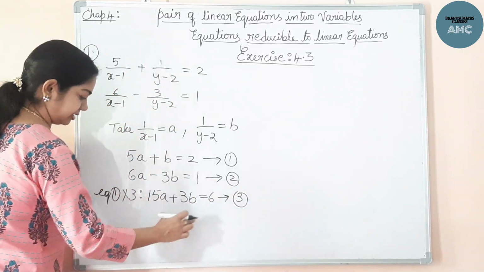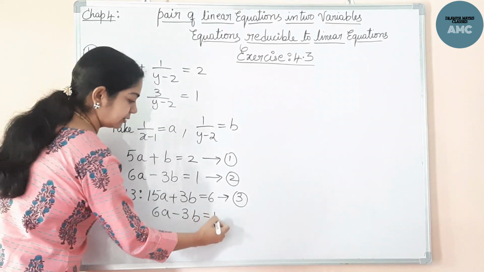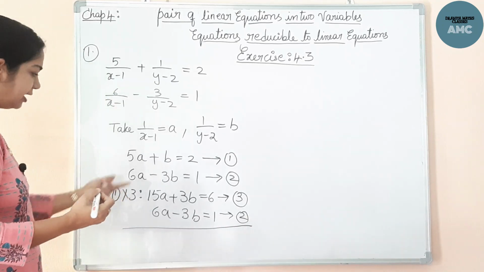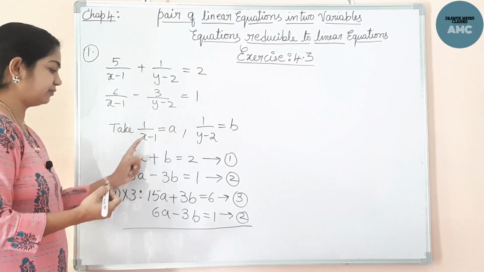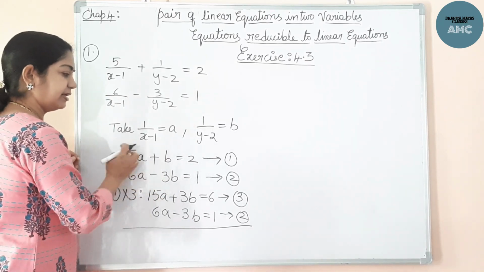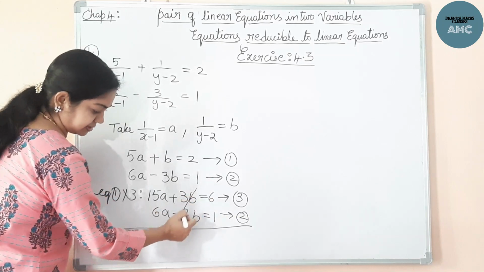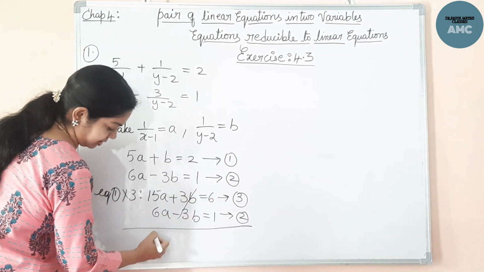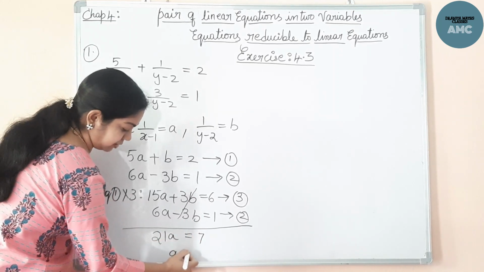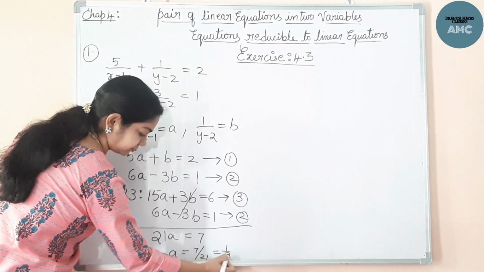Now let's write the second equation down here: 6a minus 3b equal to 1. This is our second equation. Let's solve these two equations. I have used the elimination method. We have to eliminate one variable, so to eliminate one variable, I have multiplied equation 1 with 3. Now here plus 3b and minus 3b get cancelled, and it comes to 21a equal to 7. Now simply a equals 7 by 21, that is 1 by 3.